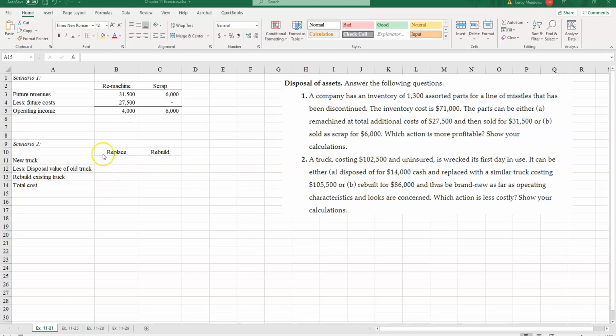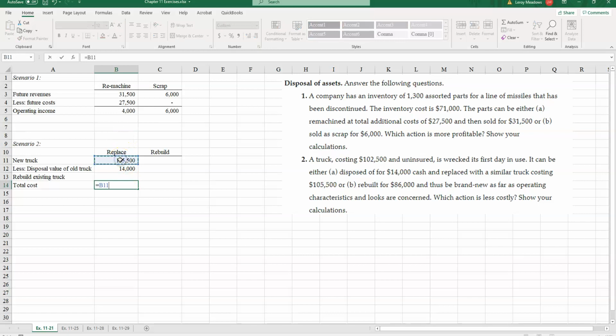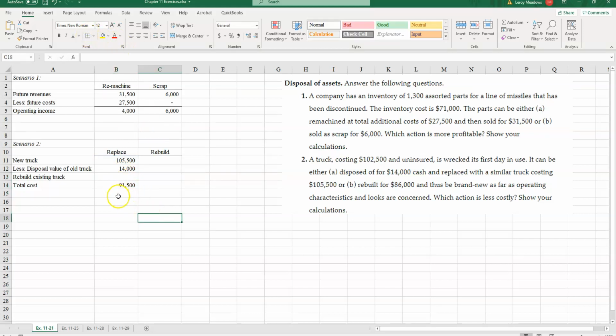So we're going to look at the option first to replace the truck. If I replace the truck, what is it going to cost me? It's going to cost me $105,500. But I'm actually going to be able to dispose of that old truck for $14,000. So it's really going to cost me how much to replace? $105,500 minus $14,000 salvage value, and that's going to cost me $91,500 if I decide to replace the truck.